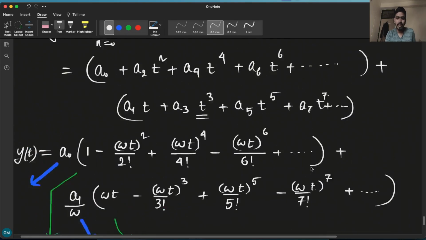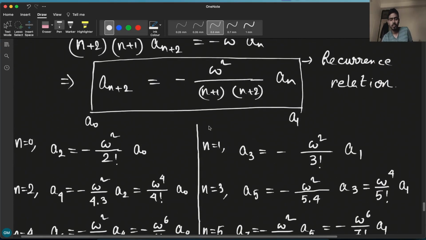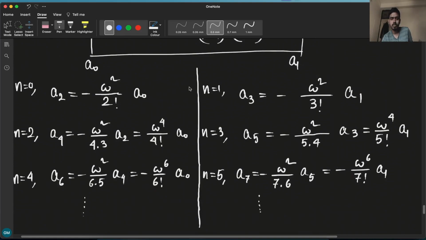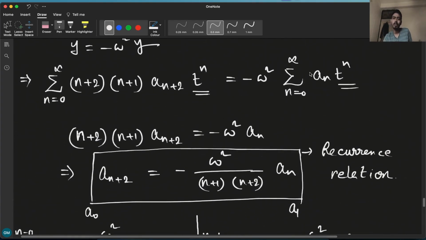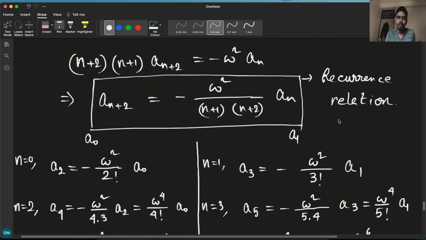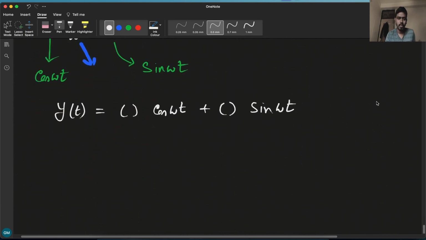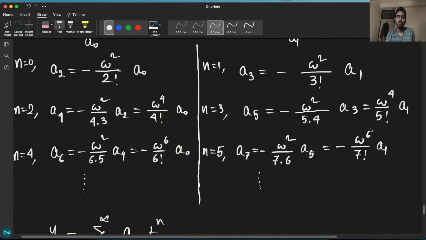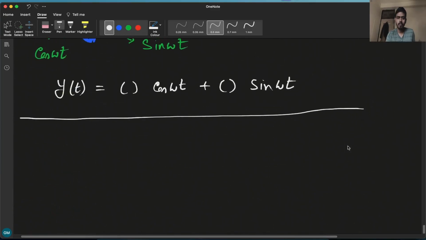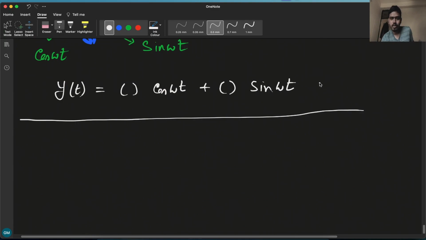So now I think it is clear why we chose to write in two separate columns, one in terms of a0, one in terms of a1. Because as we are solving a second order differential equation, we are expecting two integration constants. So these are the two constants, a0 and a1. And these are the two independent solutions, and it's the general solution.